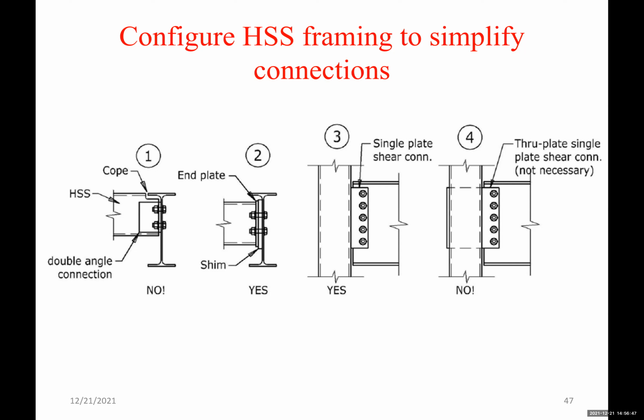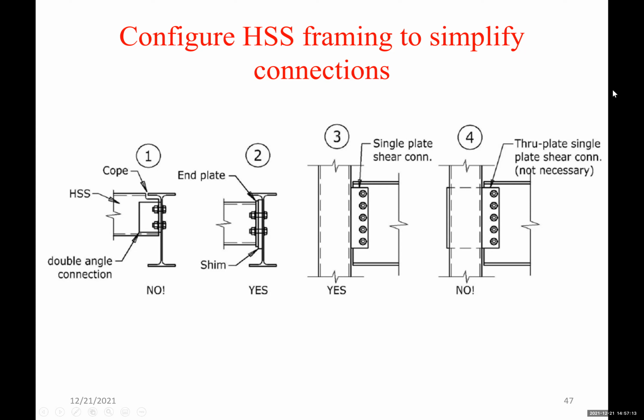Use an end plate with shims if required. That's okay. Number 2. And then number 3, use a single plate connection to the HSS column whenever that is possible. It's very simple: a single shear tab, bolted to the beam flange and welded to the wall of the HSS. And then number 4, using a through plate.